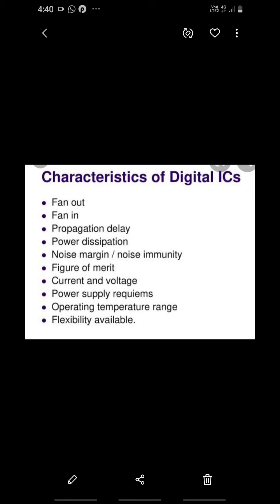Next, noise immunity. The noise immunity of a logic circuit refers to the circuit's ability to tolerate noise without causing spurious changes in the output voltage.